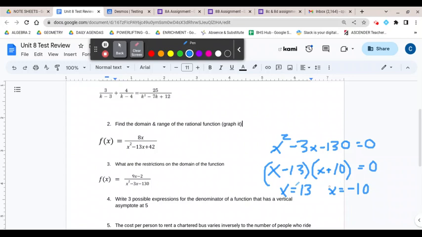Again, if you want to use the factoring quadratic calculator, you could type a equals 1, b equals negative 3, c equals negative 130, and it'll spit out your two answers there, 13 and negative 10. We can also graph it. So we have 9x minus 2 over x squared minus 3x minus 130.